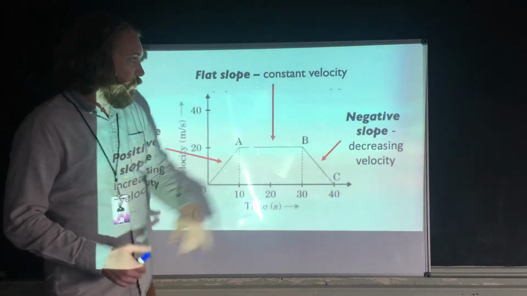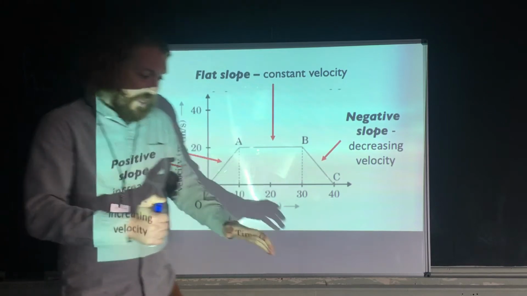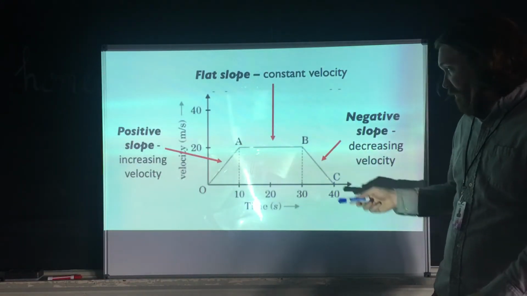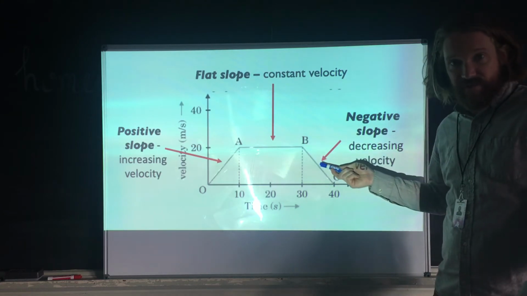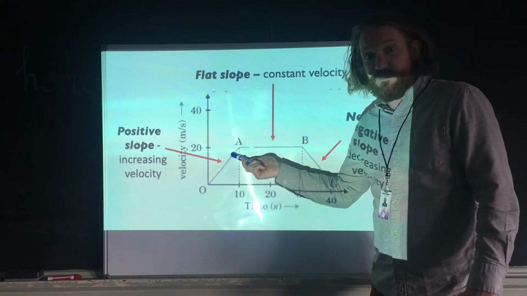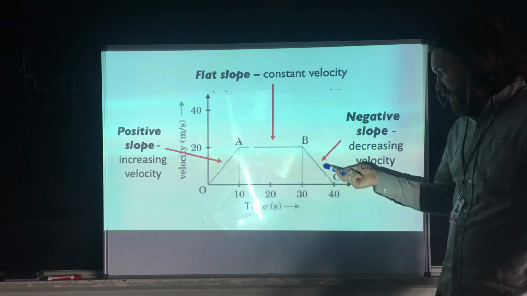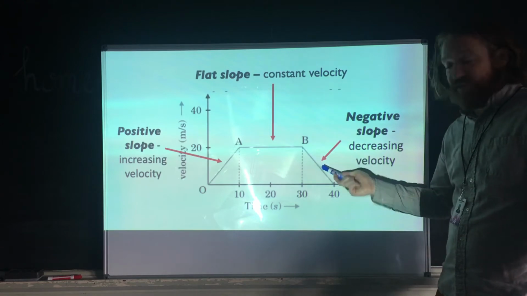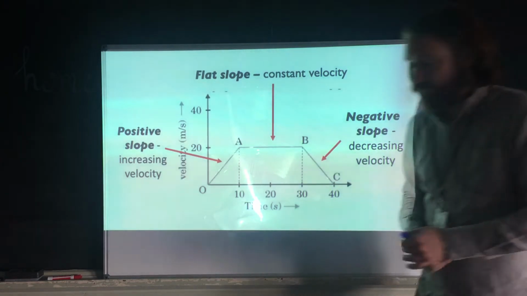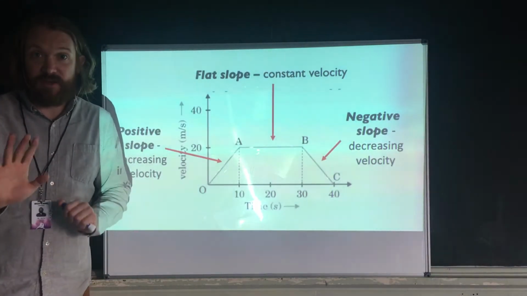And here, we have a negative slope, which shows me that the velocity is going from 20 back down to 0, which means we have a decreasing velocity, okay? Here, the object is speeding up. Here, it's moving at a constant velocity, and here, it's decreasing its velocity, and when it gets back to 0, it stops.